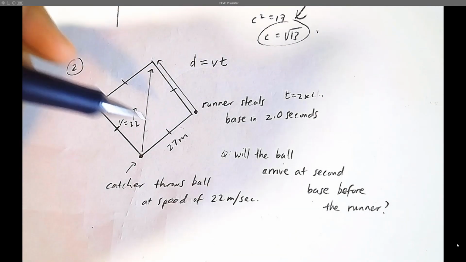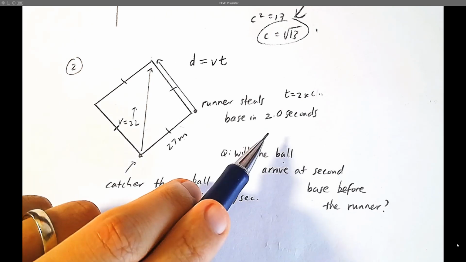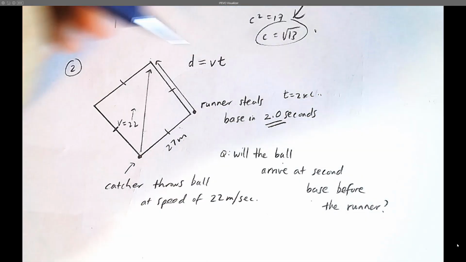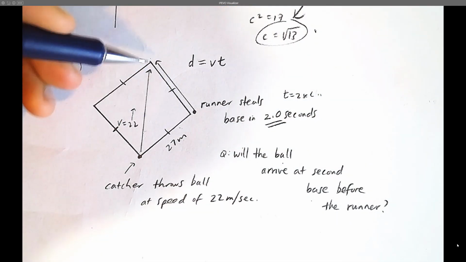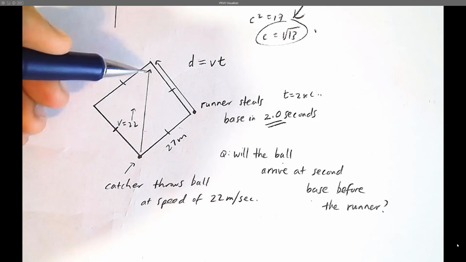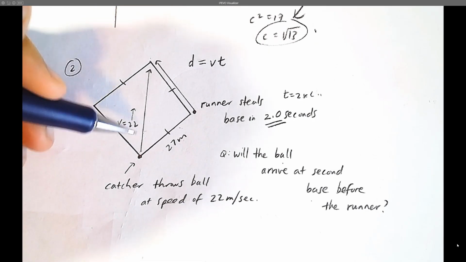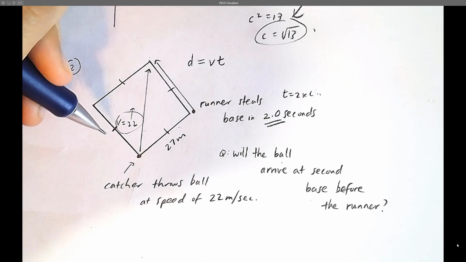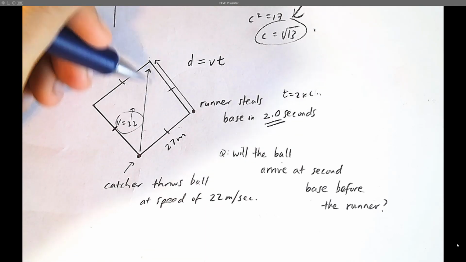So we need to figure out who wins the race. The race is a matter of time. The current record is 2 seconds. That's how fast the runner is going. We need to figure out the actual time it takes to throw this ball. Now we have the velocity, and now we need to figure out the distance going this way.